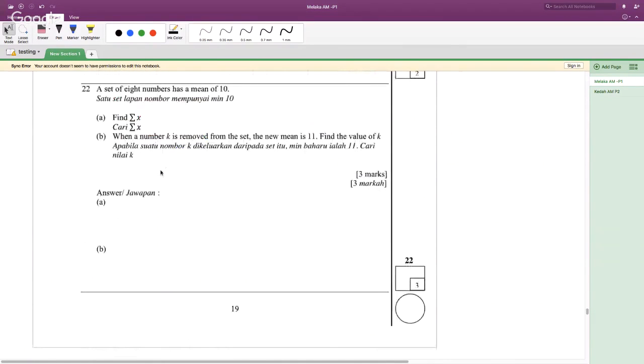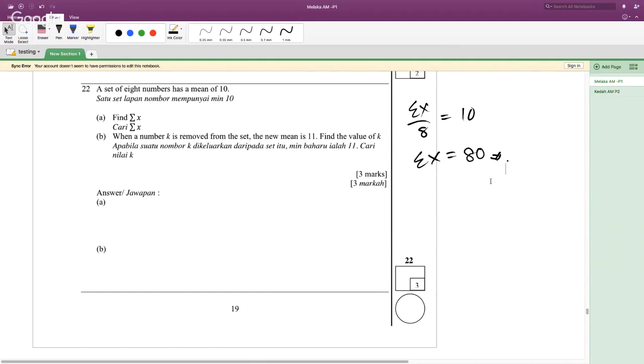to 22. Okay, a set of 8 numbers has a mean of 10. So I will know sum of x over 8 equals 10, because this is the mean formula, sum of x over n equals mean. All right, so find sum of x. So this bonus mark is 80, as long as you understand the formula.